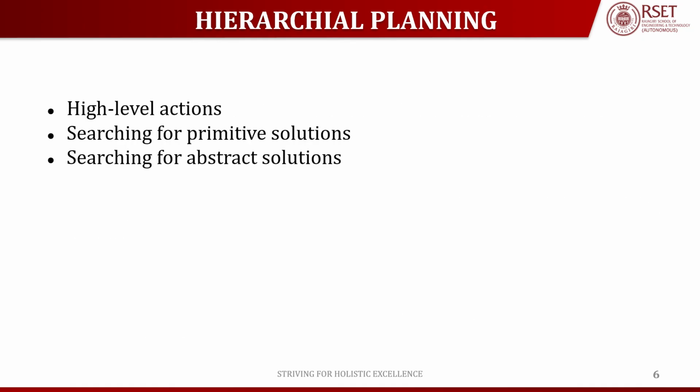Now we'll see the main idea behind hierarchical planning. There are mainly three things: high-level actions, searching for primitive solutions, and searching for abstract solutions. Hierarchical planning separates high-level planning and low-level planning. High-level planning means what to do, and low-level planning is how to do it. High-level actions are later refined into more detailed actions.